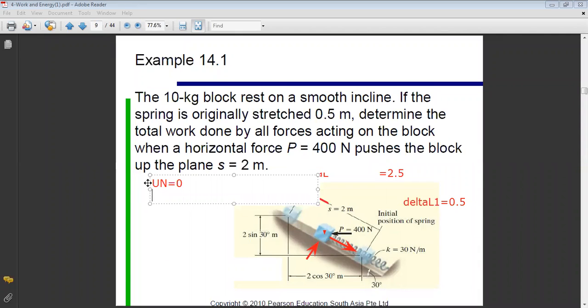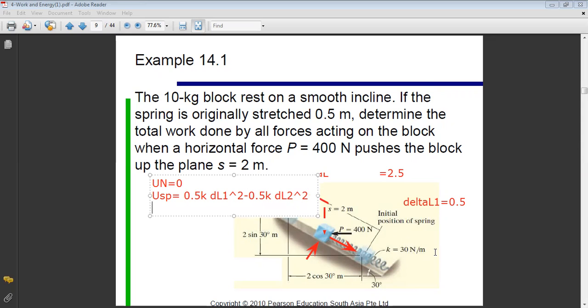Now, work of the spring, U of spring, equals, as I told you, when you take the particle as your system, the work of the spring is half K delta L1 squared minus 0.5 K times delta L2 squared. So this is the work of the spring, and I have delta L1, delta L2, and K. All I have to do is to replace. K is 30 Newton per meter.